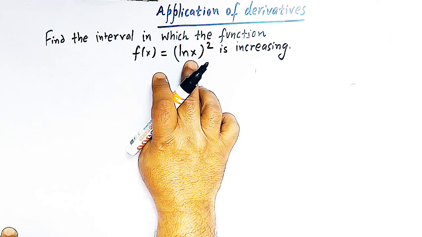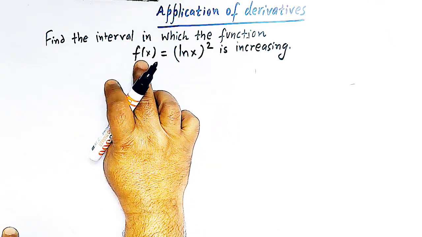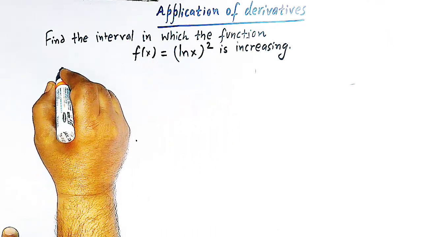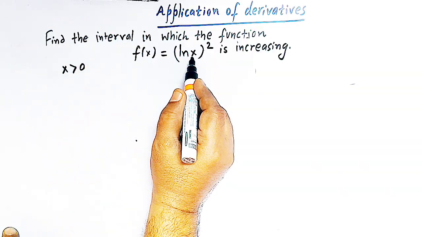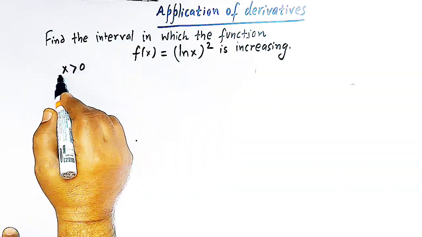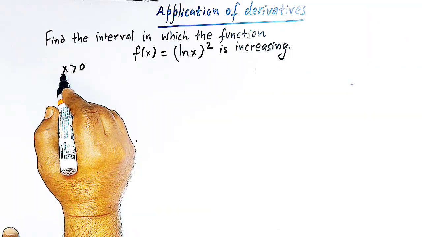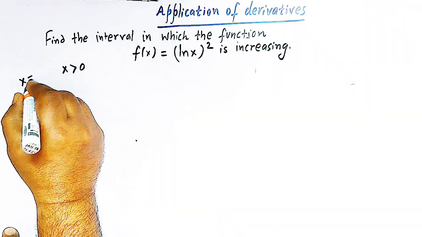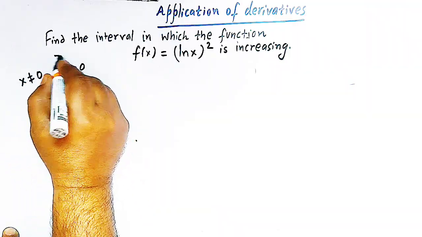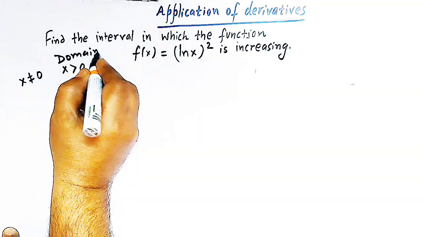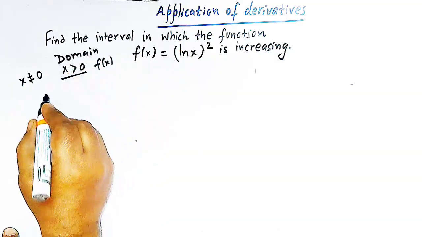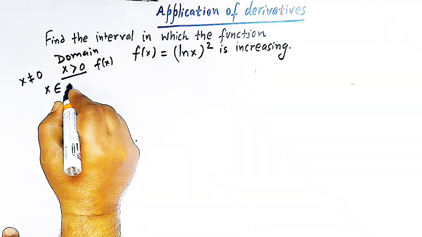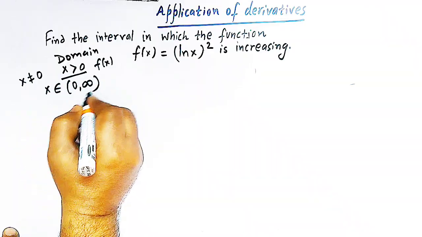Here we see that the domain of this function f of x is given by x greater than 0. Logarithm of x is defined only for positive values of x, and x is not equal to 0. So the domain of f of x is x greater than 0, or x belongs to the interval 0 to infinity.